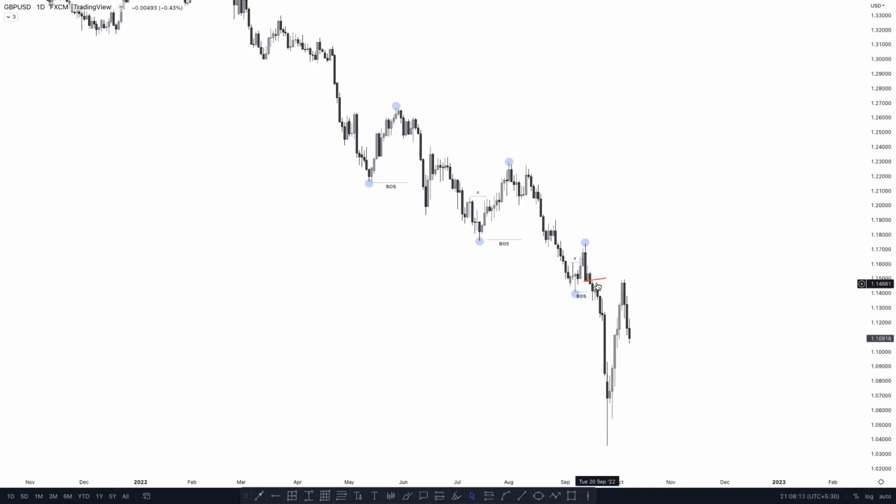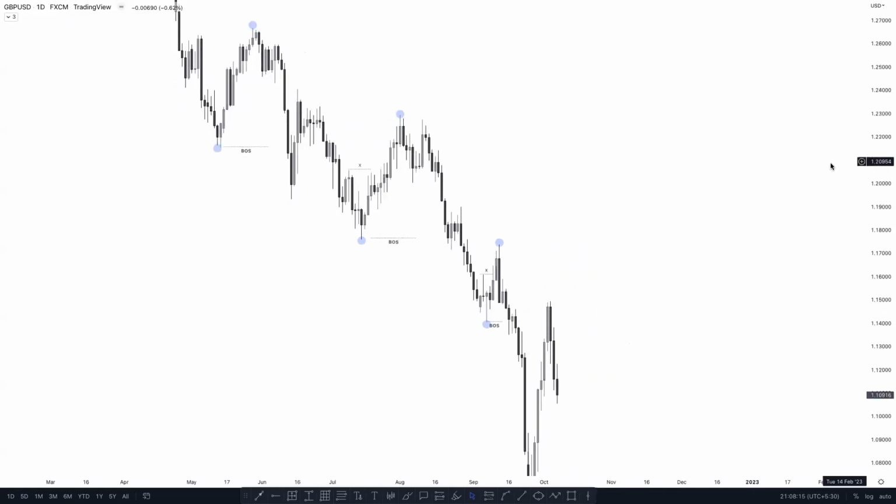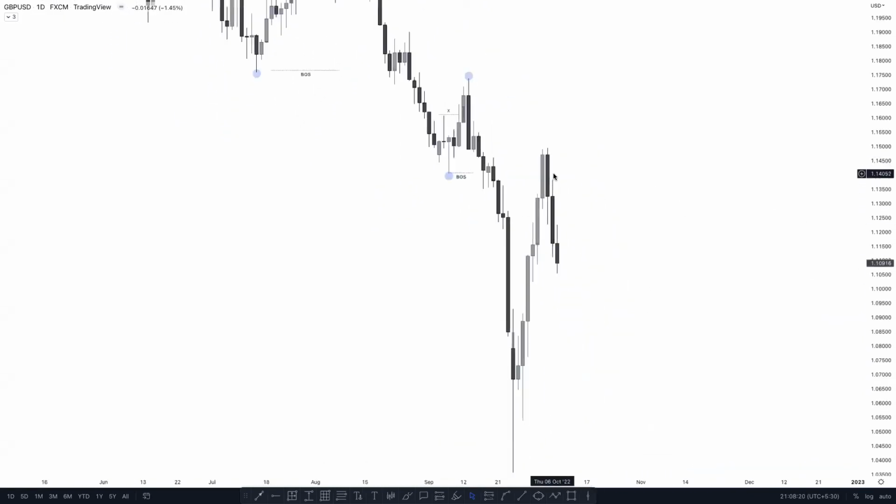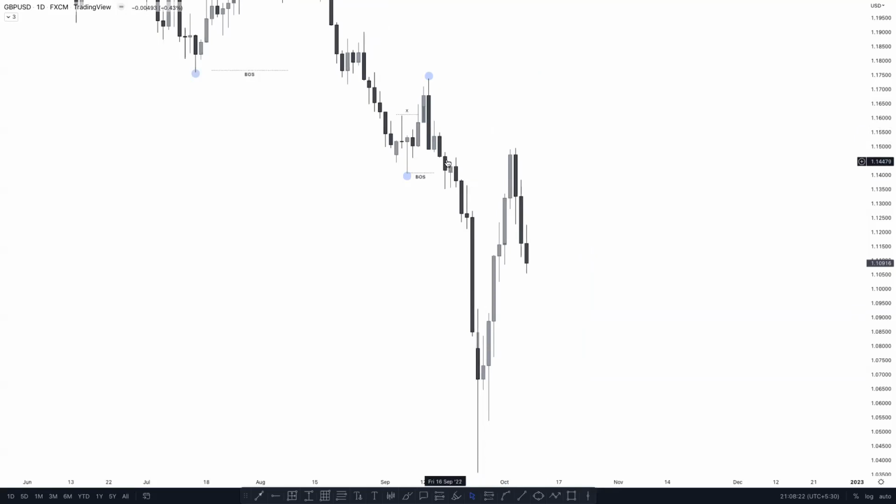This is not an inducement. Look at this one. This is not a valid pullback because this black candle does not break the previous candle's high. This is an inside bar between this high and low, right? If this candle took out the previous candle high, then this could be your valid inducement. So this is not a valid pullback.